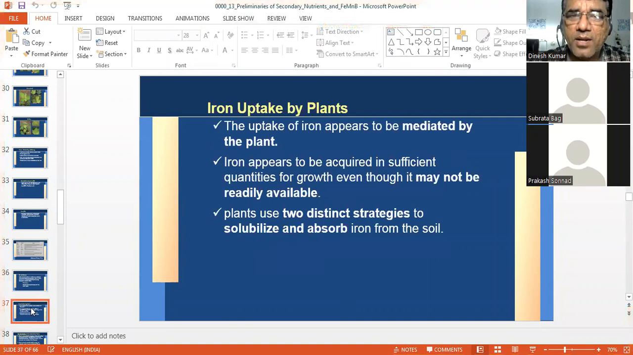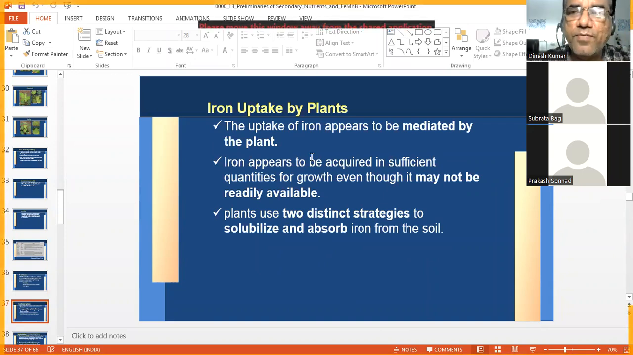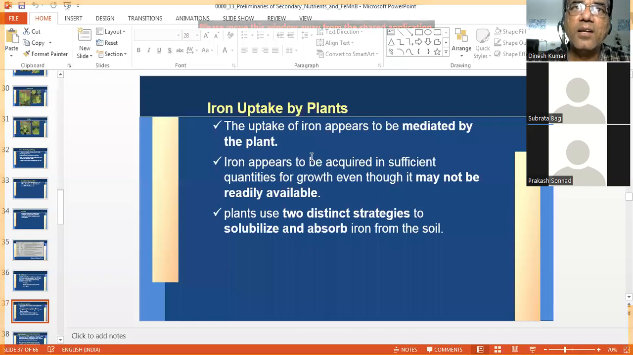Iron uptake by plants. Uptake of iron appears to be mediated by the plant, because many times, as you know, in the case of rice, the ferrous form is available under reduced or waterlogged conditions where rice is happy. But if you drain out the water, your conditions become aerobic and iron is converted into ferric form. Then rice is not able to get sufficient iron and it suffers from iron deficiency.